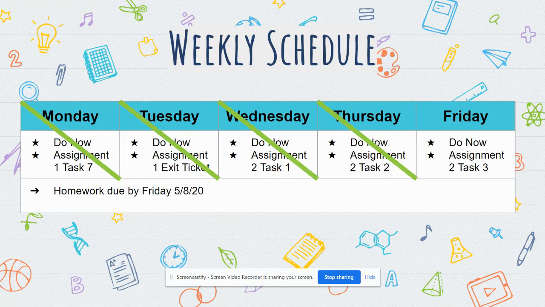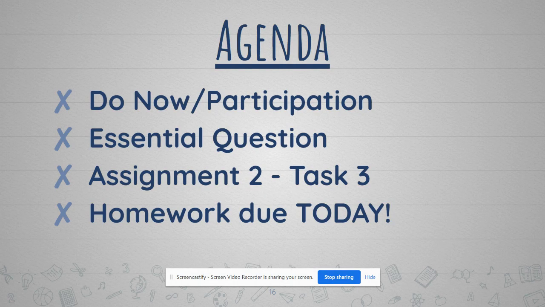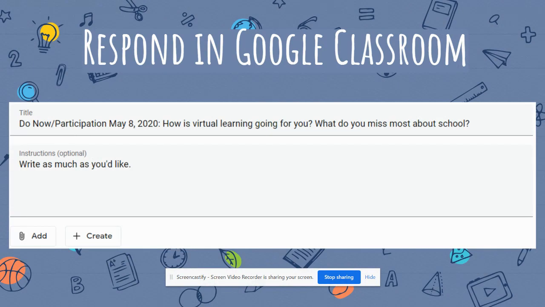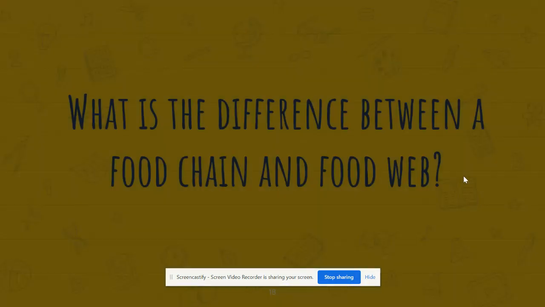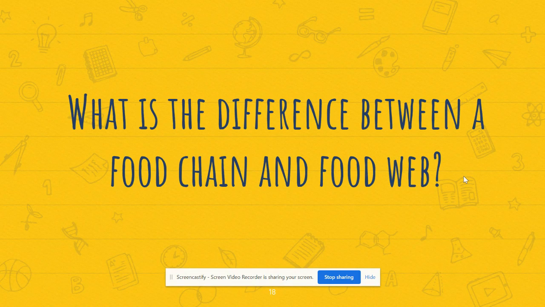Today, we're working on task 3 for our assignment, and your homework is due today. For this due now, there's no reading involved because Fridays are a little more relaxed and you want to know how you're doing by the end of the week. So how is virtual learning going for you? What do you miss most about school? Write as much as you like. I'll give you about 6 minutes to do that. If you need more time, you'll earn it later.